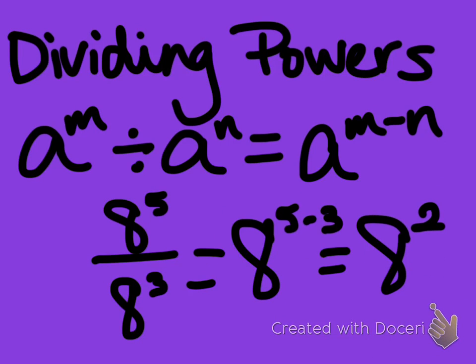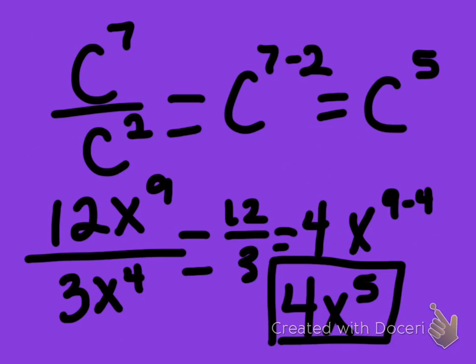Now moving on to dividing powers. When we're dividing powers, we take the common base again and we subtract instead. So a to the m divided by a to the n is going to equal a, the common base, to the m minus n. So using numbers, that would look like a to the fifth power divided by a to the third power equals a to the 5 minus 3 power, or a to the second power.